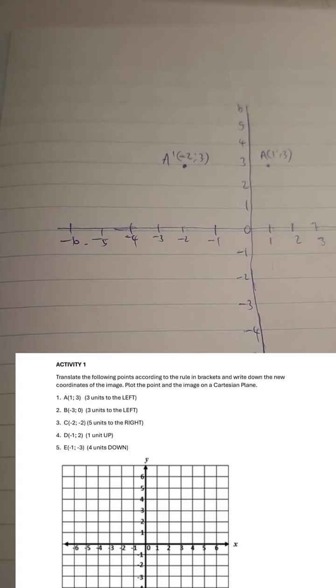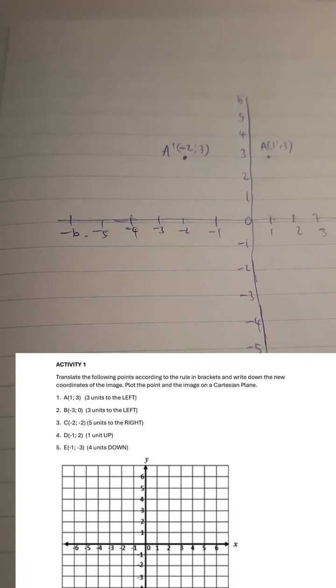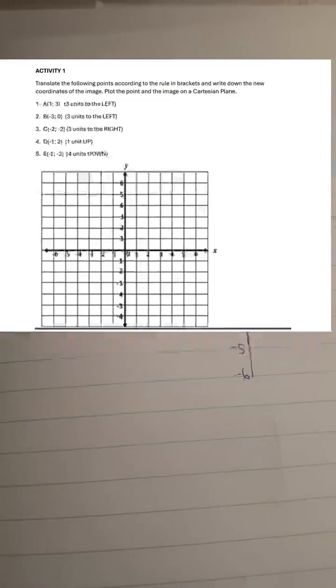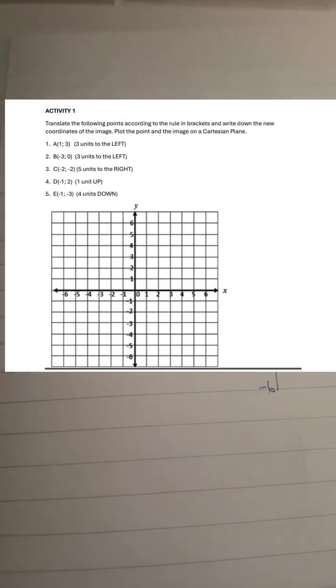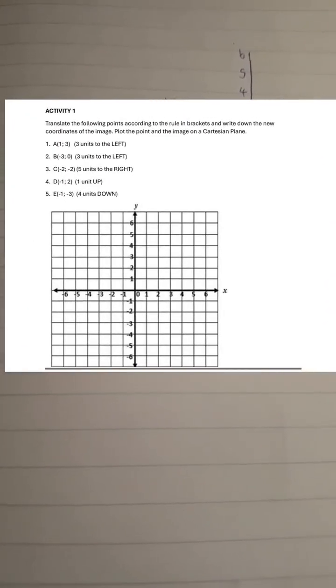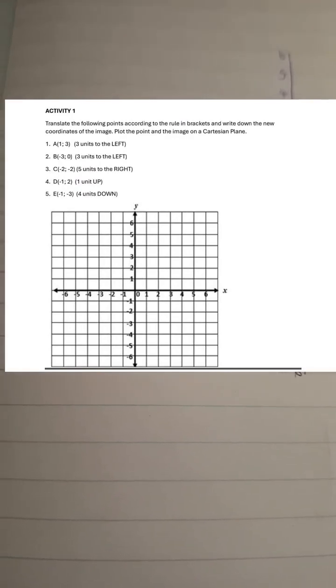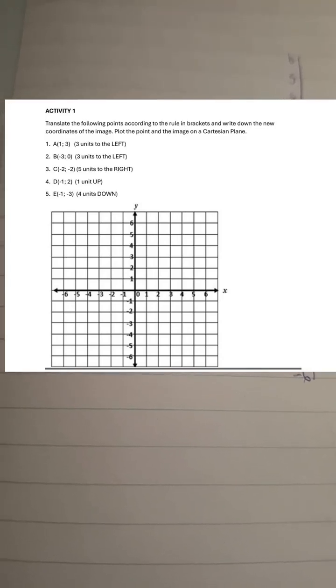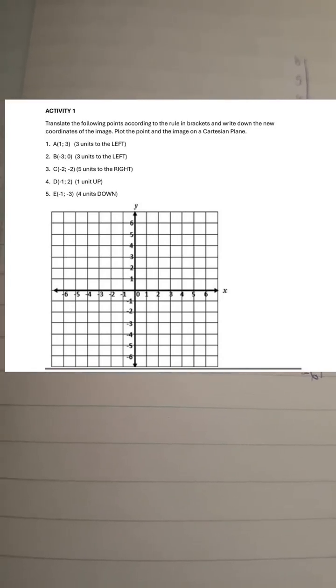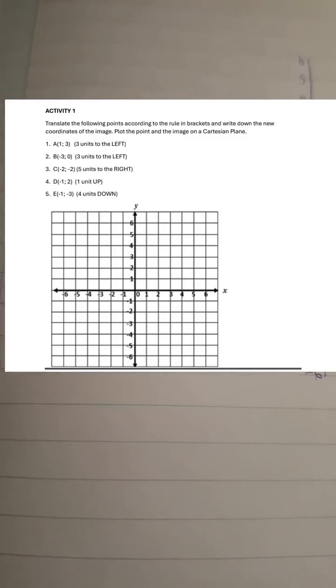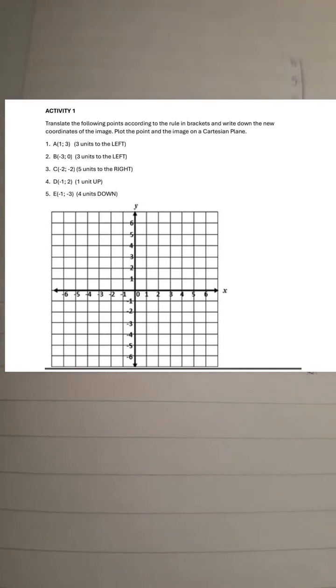Okay, hopefully you guys can see that and we are clear about that one. So let's look at number 2. Okay, the next question, number 2. Translate the following point: B, which is (-3, 0), 3 units to the left.